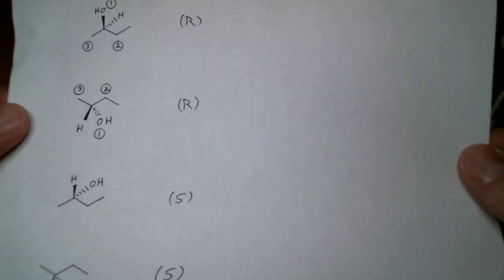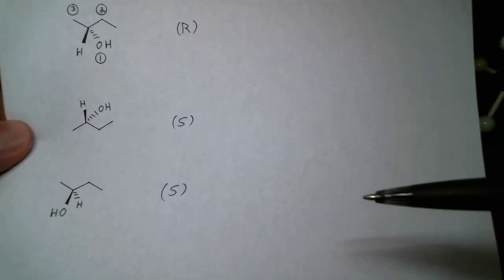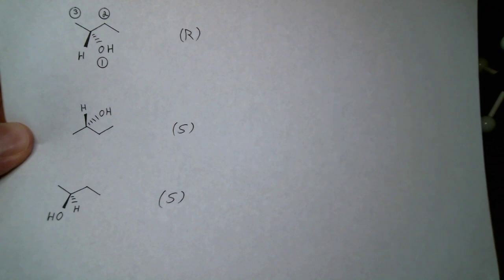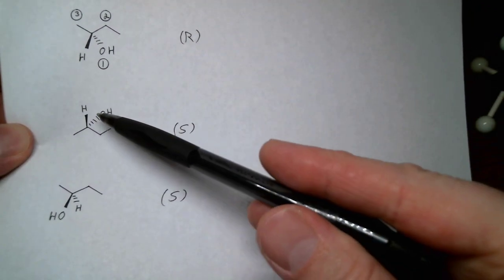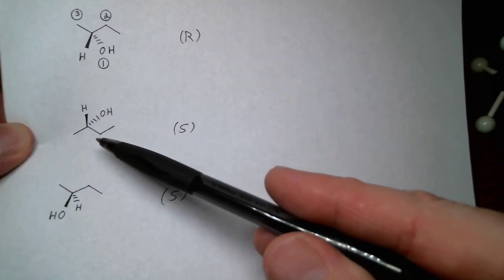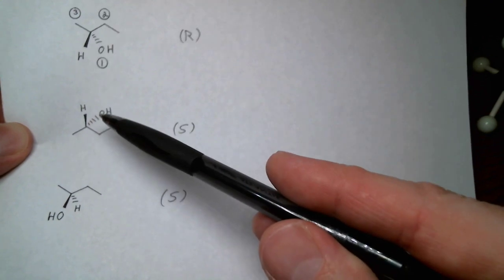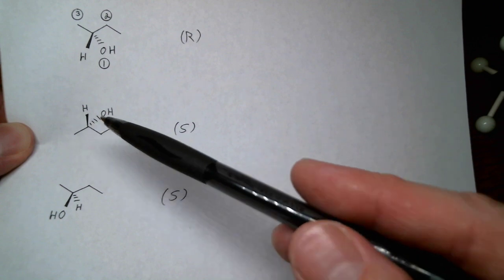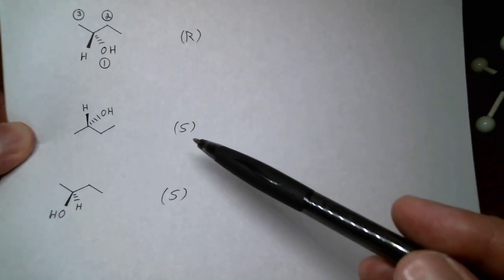So let's look at this one. If we go ahead and assign priorities, oxygen 1, ethyl group 2, methyl group 3, it looks like R, but the hydrogen is coming up at us, so we know we have to reverse it, so it's S.